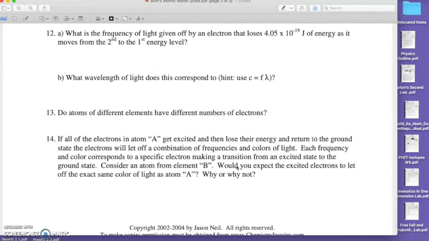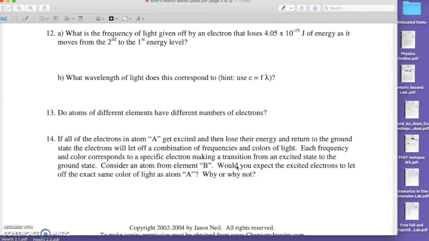13. Do atoms of different elements have different numbers of electrons? And of course the answer is yes. If it has 12 protons, it has 12 electrons. If it has 13 protons, it has 13 electrons. Different atoms have different numbers of electrons. We've talked about that already.